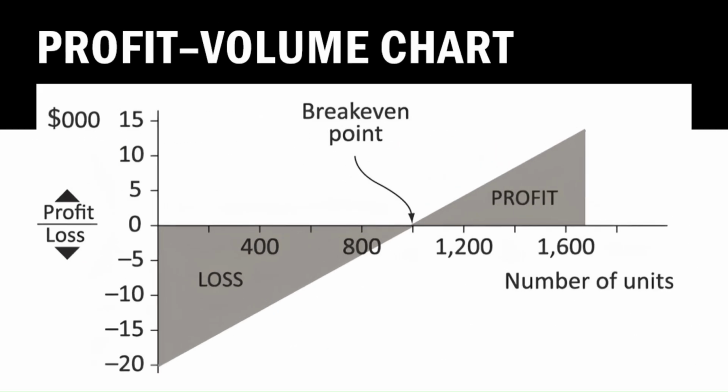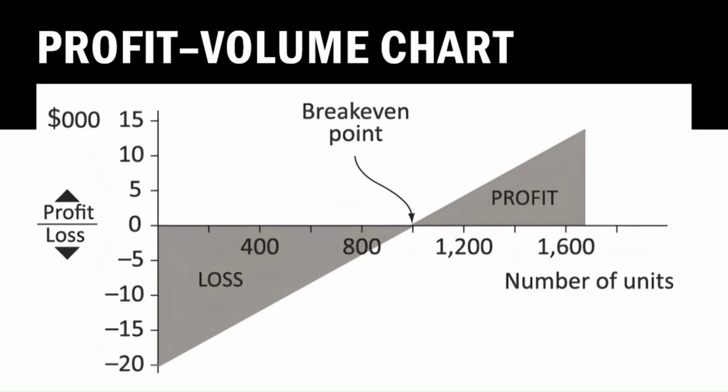Profit volume chart. Next is the profit volume chart. Instead of plotting costs and sales, this shows profit and loss directly. At zero sales, the business is at a loss of $20,000, the fixed costs. As sales increase, profit rises in a straight line.